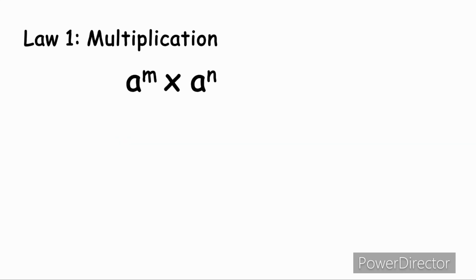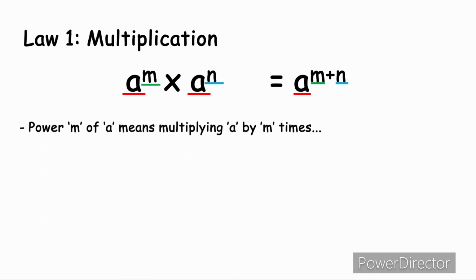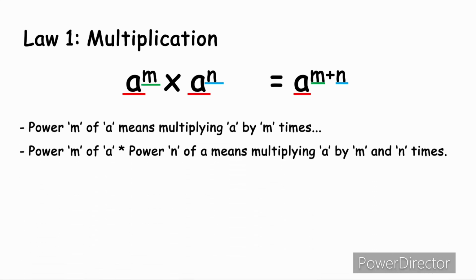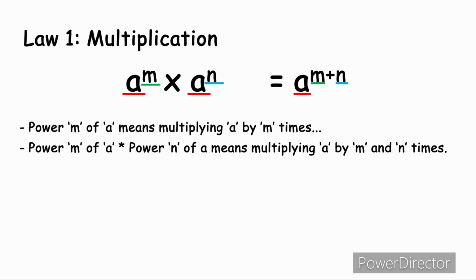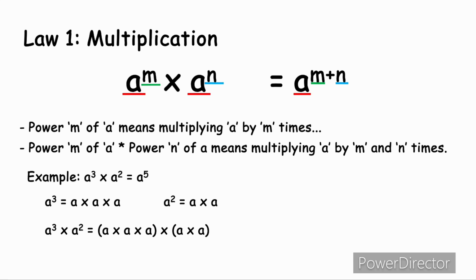Firstly, if you multiply the same number that is raised to different powers, just add the powers together. Think about it. Powers tell you how many times the base multiplies itself, and multiplication of 2 powers with the same base is just combining the repeated calculations. To visualize it, a to the power of 3 times a to the power of 2 equals a to the power of 5. This is because a to the power of 3 equals a times a times a, and a to the power of 2 equals a times a. If we expand out the powers, we get this, which is just a multiplying itself 5 times, making it a to the power of 5.